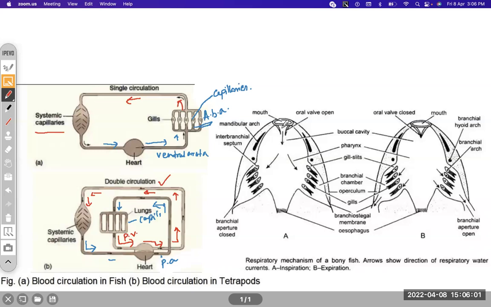So from mouth, oral valve is open, water enters into the buccal cavity and pharynx. At the same time, operculum is closed, branchial aperture is closed. That is, the operculum has covered it completely, so no water can escape out from here. Okay, because the purpose is to bath these gills with water in the opposite direction with force.